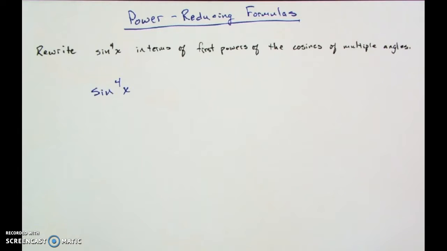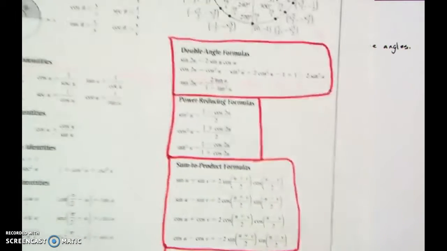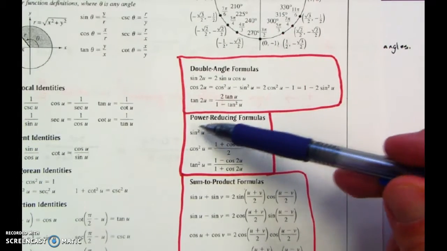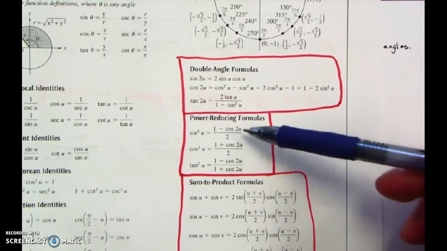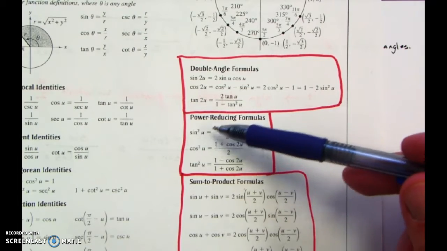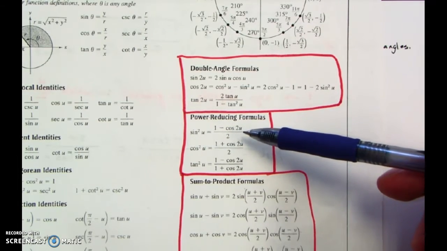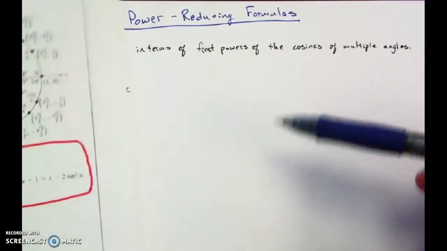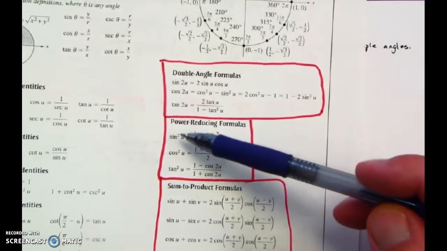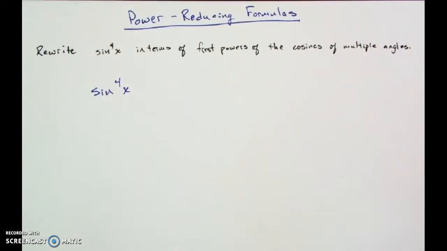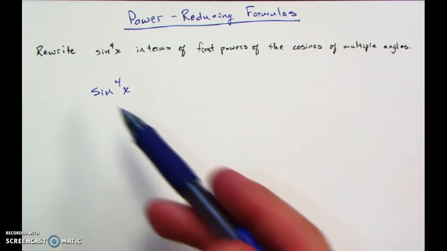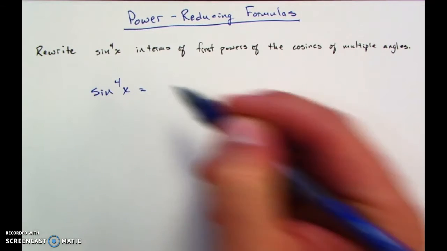Next we're looking at power reducing formulas. Our power reducing formulas on our sheet are here where we have sine squared, cosine squared, and tangent squared. And we are basically reducing these to having just a first power instead of having it squared. And so, for example, on this example, we're asked to rewrite sine to the 4th of x in terms of first powers of the cosines of multiple angles. So we want to get it down to where there's no powers on this.